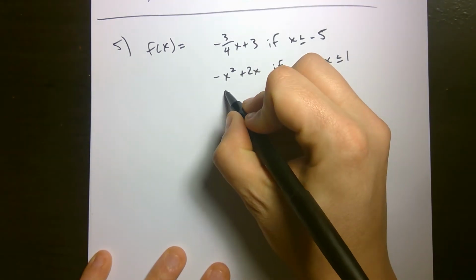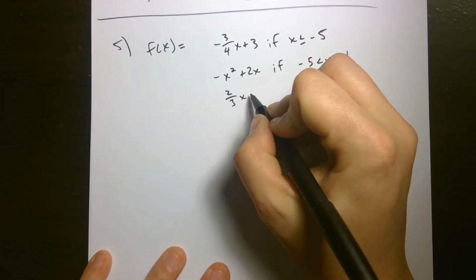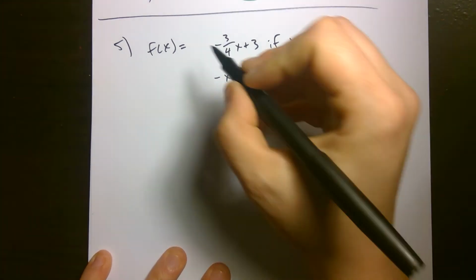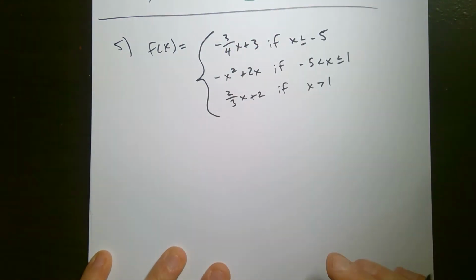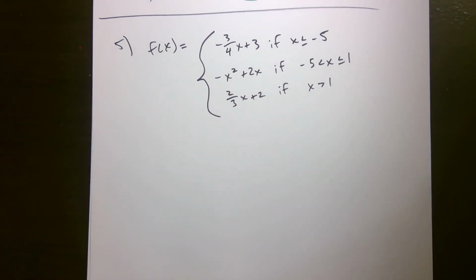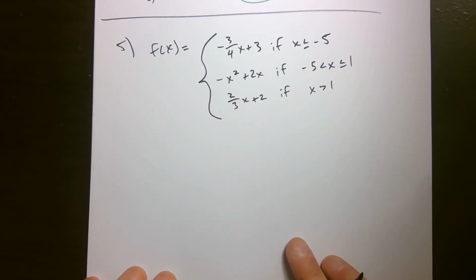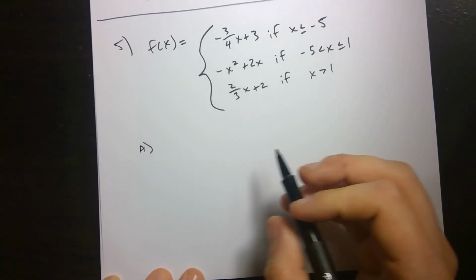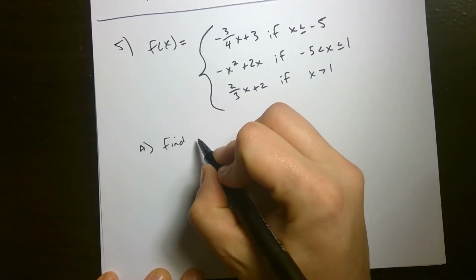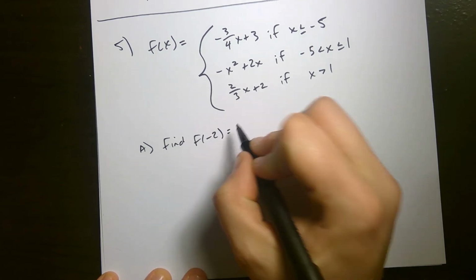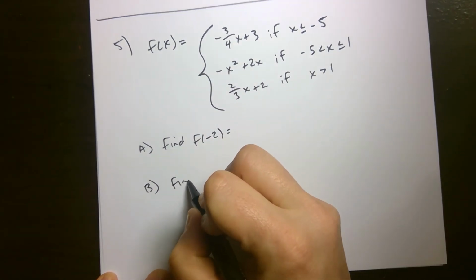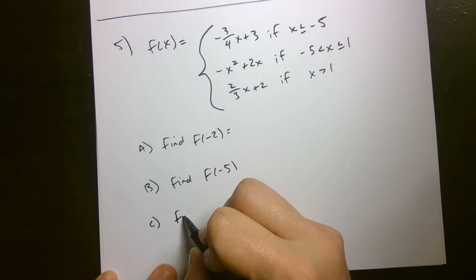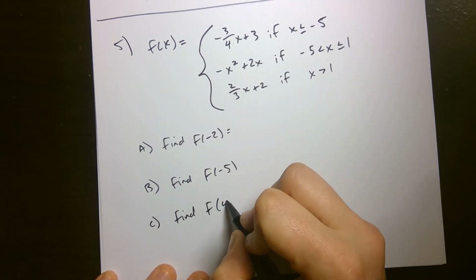And then the last function is 2/3 x plus 2, and this is going to say if x is greater than 1. So now I have 3 functions, okay? So we can't let that scare us. It doesn't matter. It just means I have 3 different options. And again, I'm not graphing. I'm just going to be evaluating. And so I will have 3 pieces to this problem as well. And the first one is going to say find f of -2. And the second one is going to say find f of -5. And then the third one is going to say find f of 4.